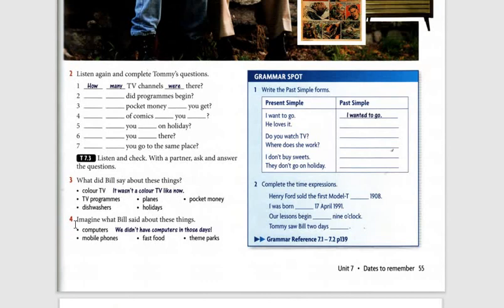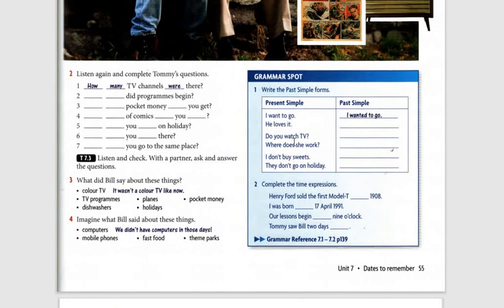And in exercise number 4, imagine what Bill said about these things, computers. In this example about computers, we didn't have computers in those days. So try to imagine and try to make sentences about these things in the same way as for exercise number 3.